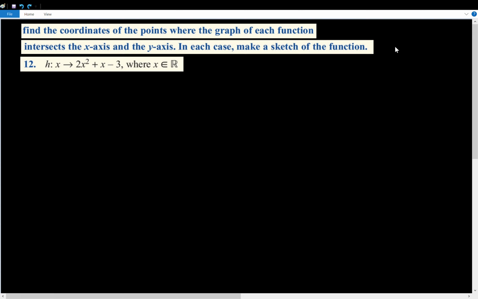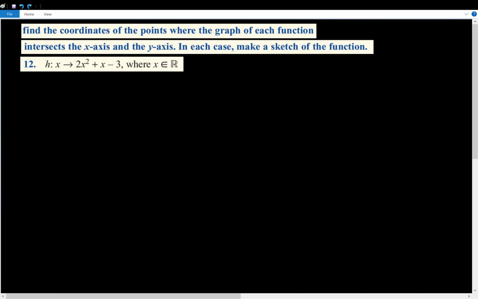This is question 12 from exercise 21.4 in Project Maths 2. We've got to find the coordinates of the points where the graph of the function intersects the x-axis and the y-axis, and then make a sketch of the function. So our function that we're starting with is h of x is 2x squared plus x minus 3, where x is an element of R.